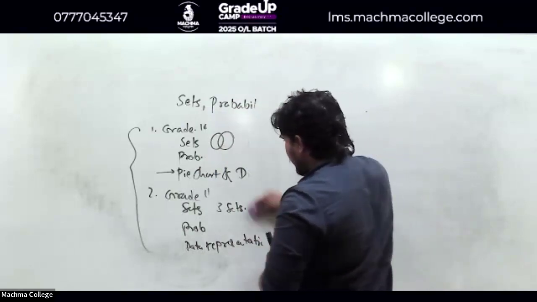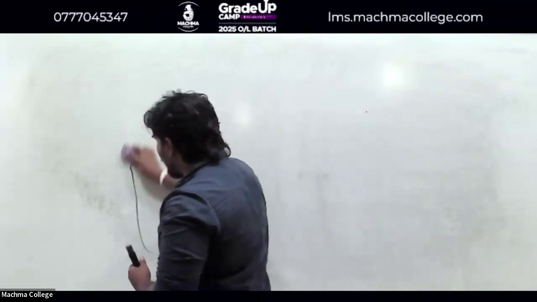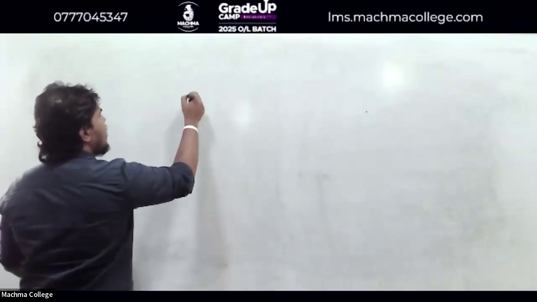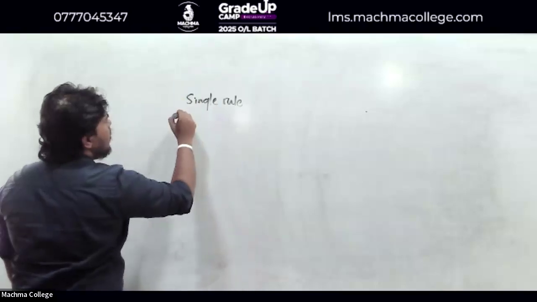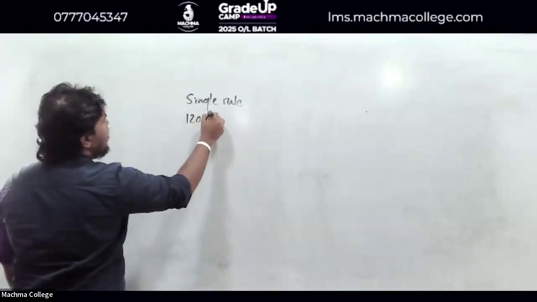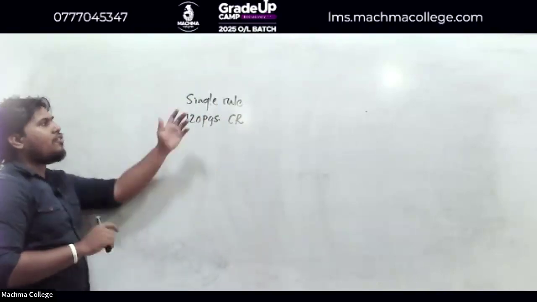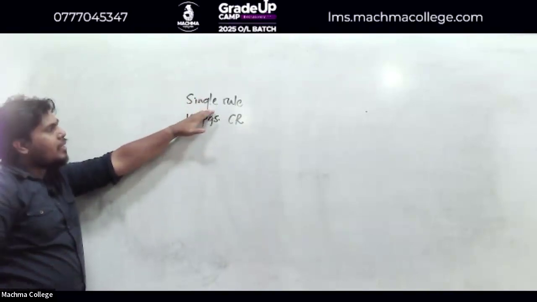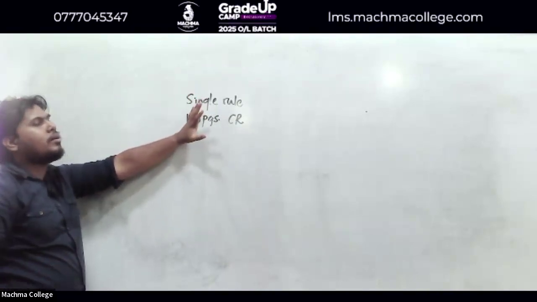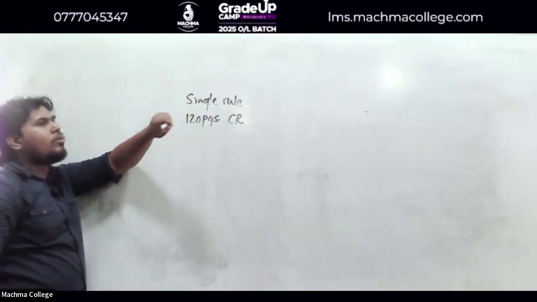Listen, you have to take a single rule, okay, single rule, 120 pages, CR book. Why single rule? In your final exam paper, they are not going to give you square rule books or square rule papers. In the exam center, they will give you single rule booklets only. Single rule, you have to answer. So practice it now itself.